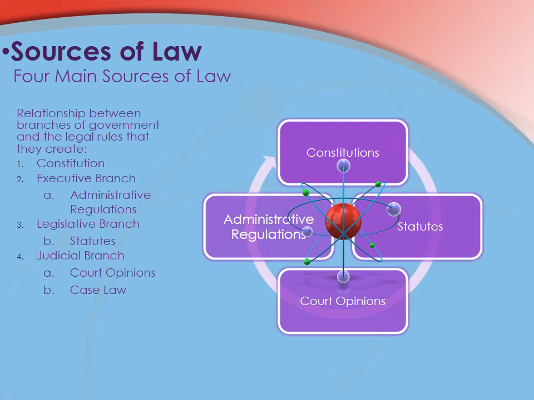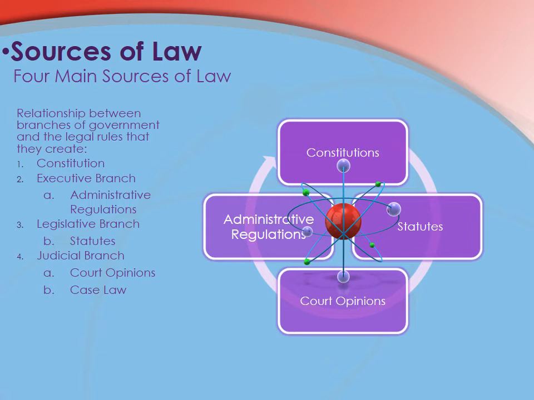You have the executive branch of the government, which creates administrative regulations. These are agencies, like let's say the Social Security Administration, Veterans Affairs. These are administrative agencies, and they create their own rules. And then you have the legislative branch, which creates statutes. And then you have the judicial branch, like the courts. They create court opinions and case law.